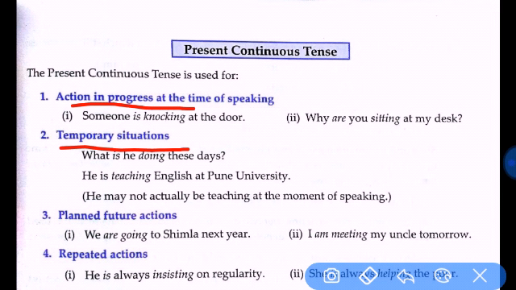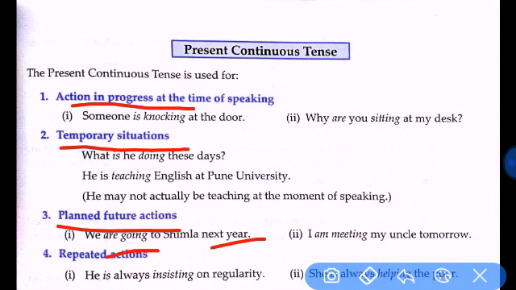The third one, planned future action. We already saw in the simple present tense something that is a fixed future action. Fixed future action means that we are sure tomorrow at 6 o'clock there will be, say, a movie. So that's a fixed action. Now here we have a planned future action. So when we have a planned future action, we use the present continuous tense. Say we are going to Shimla next year. So something that is going to happen in the future. Though it is next year, some action of the future, we use it in present continuous tense to show that it will be happening.